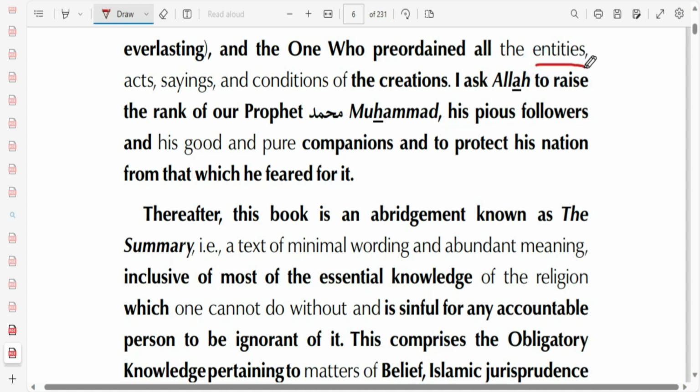So entities here, they mean the things that have volume. Entity here means the thing that has volume, but the word entity in English means, it could mean anything that exists. I ask Allah to raise the rank of our Prophet Muhammad sallallahu alayhi wasallam, his pious followers, and his good and pure companions, comma, and to protect his nation from that which he feared for it.